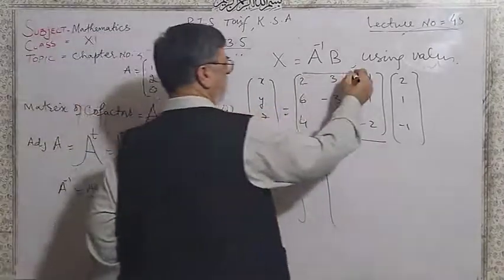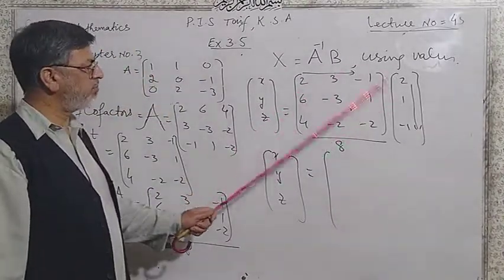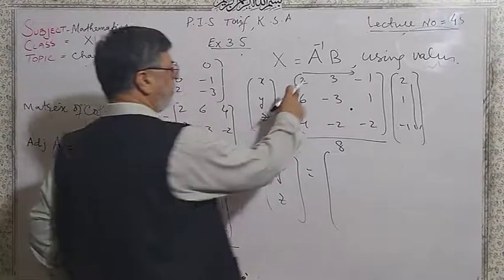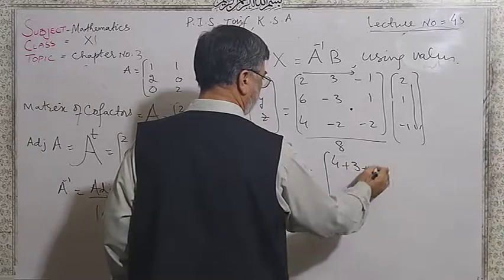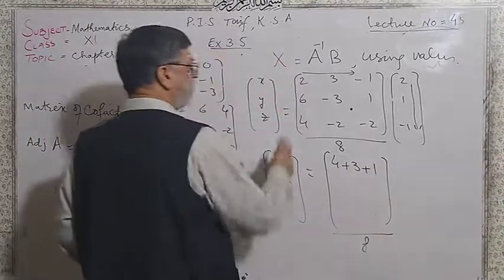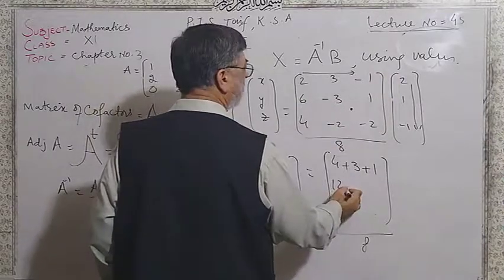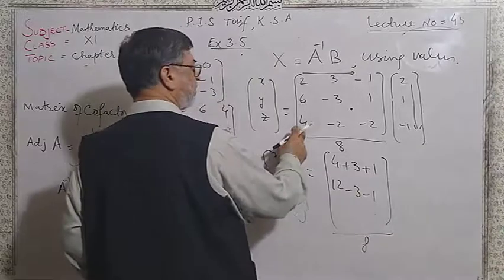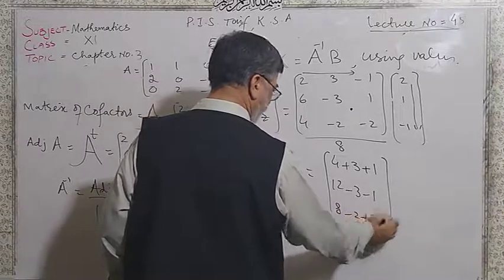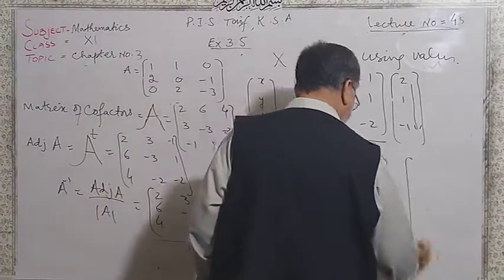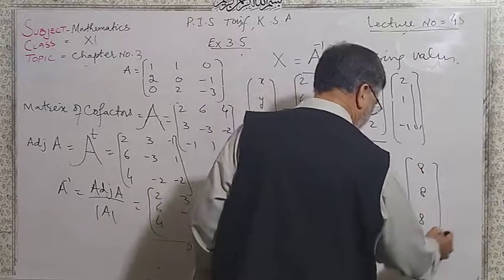First row, this column. First into first plus second into second plus third into third. 2 2s are 4, plus 3 1s are 3, minus 1 is plus 1. Then second row and this column, 6 2s are 12, minus 3, minus 1. Then third row and this column, 8 minus 2 plus 2. And we are left with 8, 8 and 8 whole divided by 8.